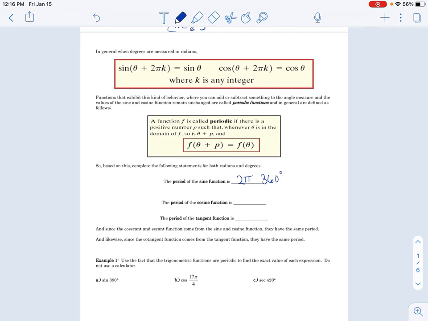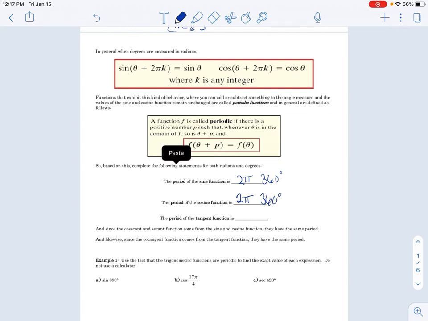And that's really important to know because I can use that information to evaluate and make my life much easier. The same would go for cosine. It repeats itself every 2 pi and 360 degrees.